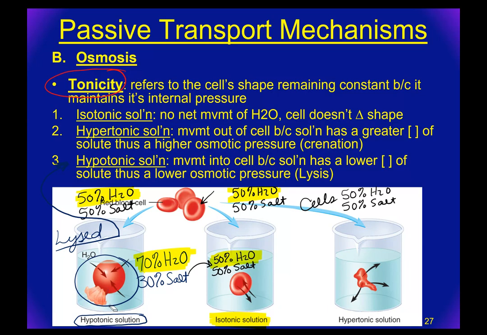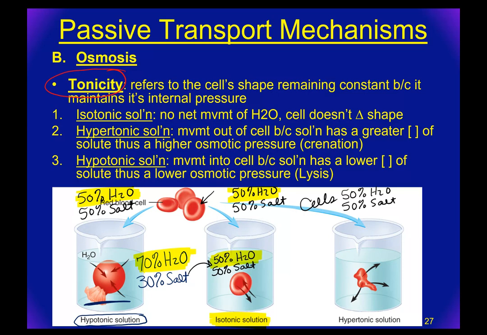If you've ever been in the hospital and had an IV put into your arm, the reason that they don't use pure water in that IV and instead use saline is for this reason. If they were to put pure water in your IV, all of your cells would rupture. So again, not a good idea.